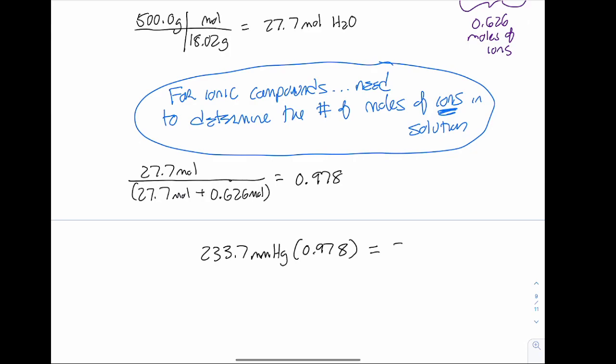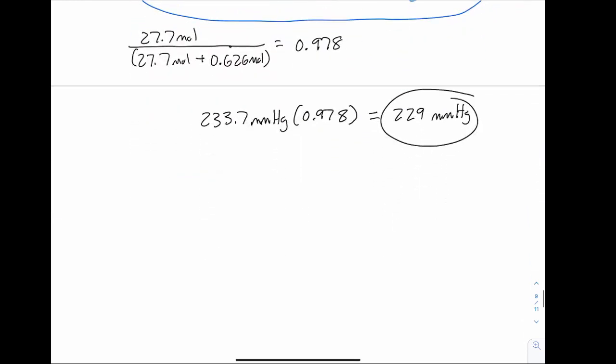And I end up with 228.5 to 229 millimeters of mercury. Another example for us.